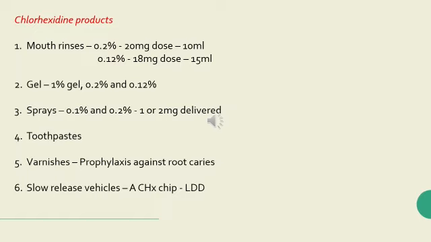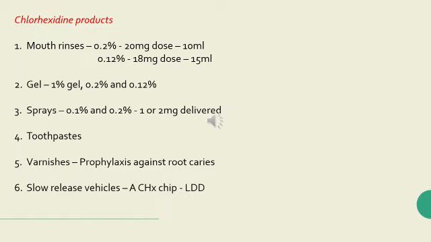which is essential. Of course, gels are there wherein you have 1% gel, 0.2 and 0.12% gel. 1% gel, if you can recollect, is used in treatment of aggressive periodontitis in full mouth disinfection. Sprays, of course, 0.1 and 0.2%, wherein 1 or 2 milligrams would be delivered in one spray. Toothpastes previously existed, now no longer. We'll come to know the reason why.